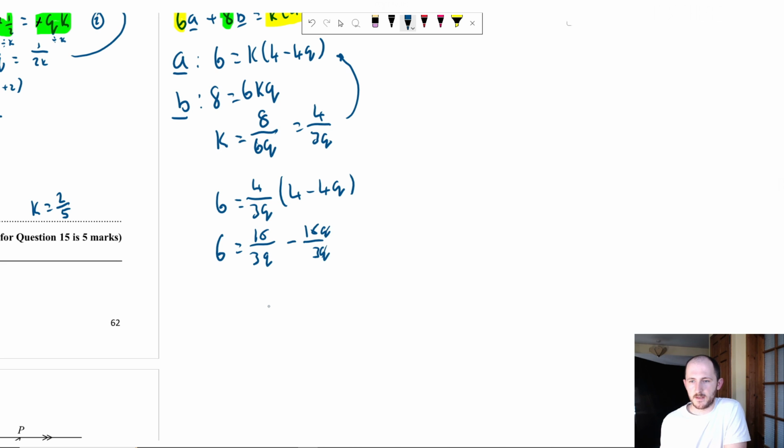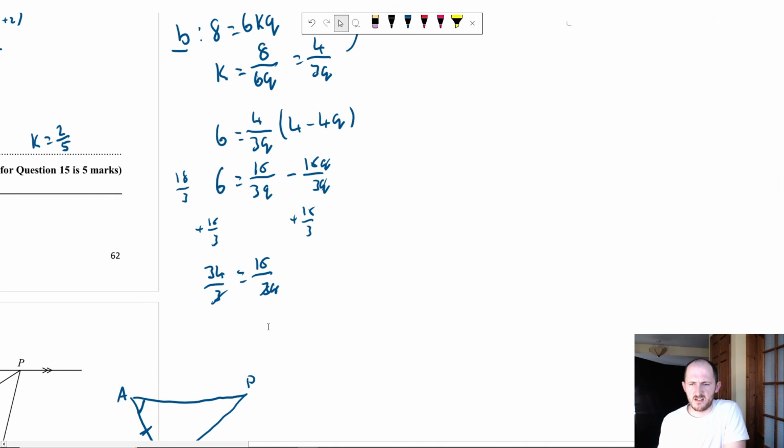Right, cancel out the Qs. Plus 16 over 3 to both sides. So 6 is equal to 18 over 3, right? So we have to do 18 plus 16, which is 34. We can actually cancel out the 3s as well. Yeah, so we have 34.